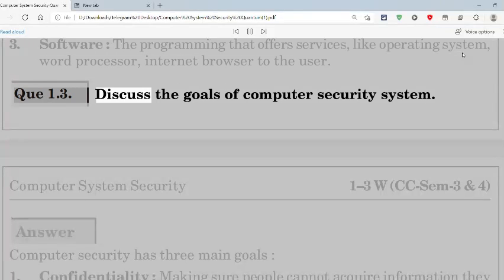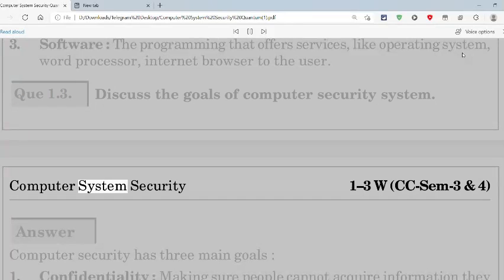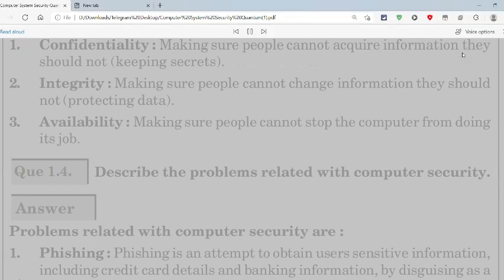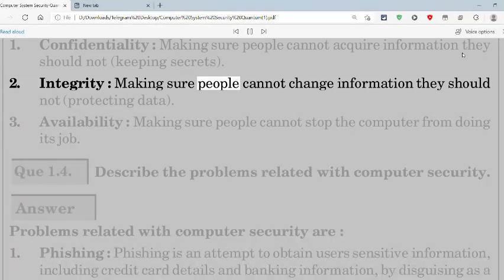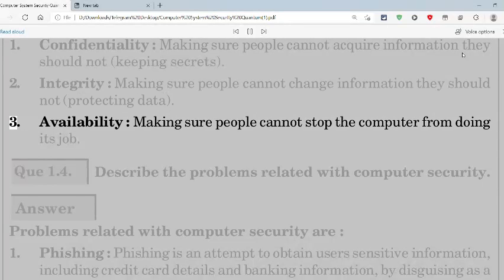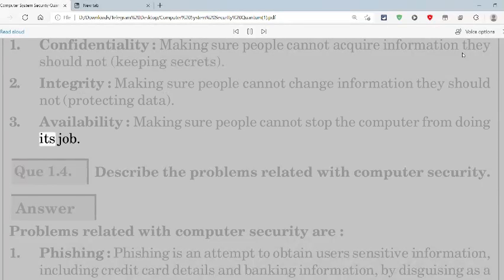K1.3. Discuss the goals of computer security system. Computer system security 1 to 3W, CCSM 3 and 4. Answer. Computer security has 3 main goals. 1. Confidentiality, making sure people cannot acquire information they should not, keeping secrets. 2. Integrity, making sure people cannot change information they should not, protecting data. 3. Availability, making sure people cannot stop the computer from doing its job.